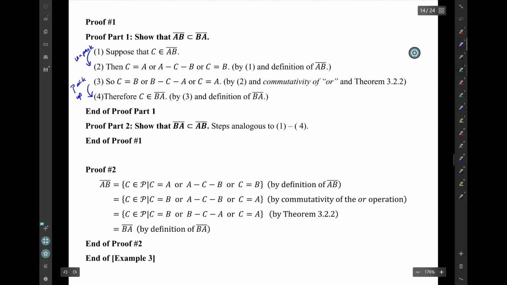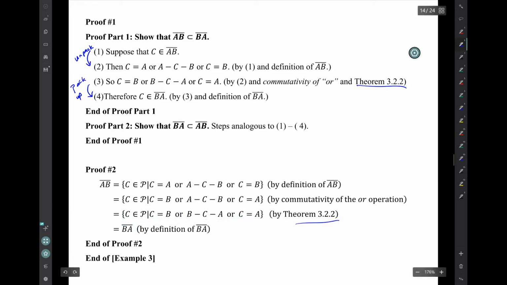Now notice, within this set we have some ORs. Remember that the OR operation is commutative, so that means that I can change the order, by commutativity. And then notice also in this set description there's this symbol, A-C-B, and by that same theorem, 3.2.2, I can change the outside letters, so I can replace that blue expression with this blue expression. So I end up with this new set description, but that's just the set description of segment BA.